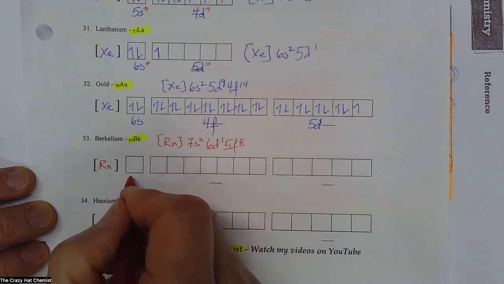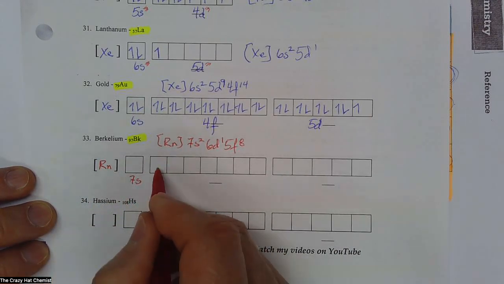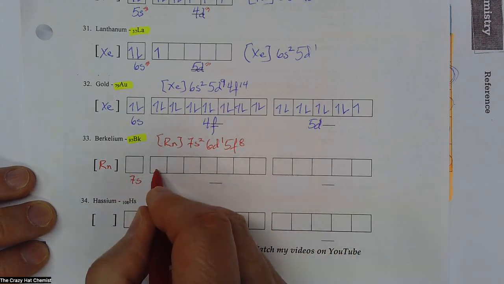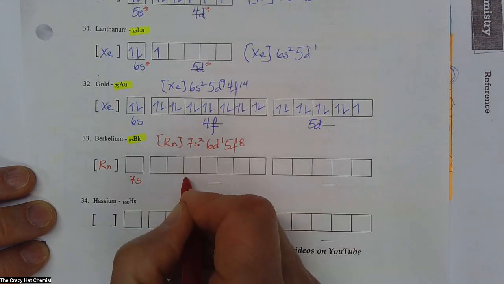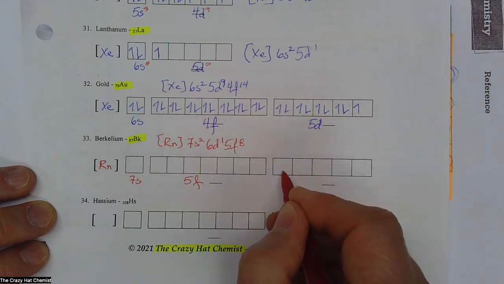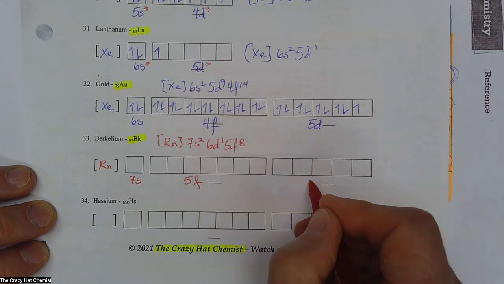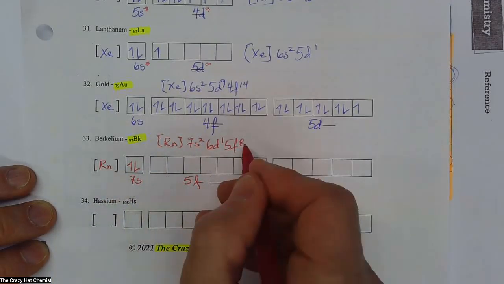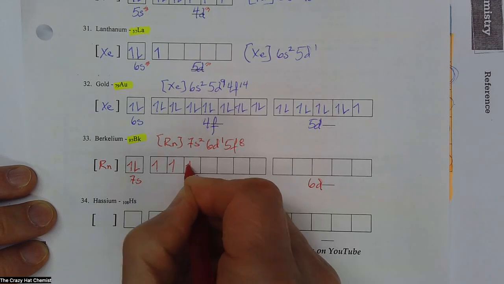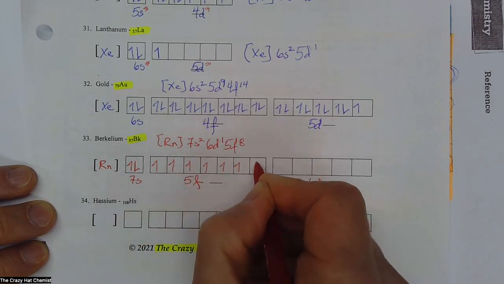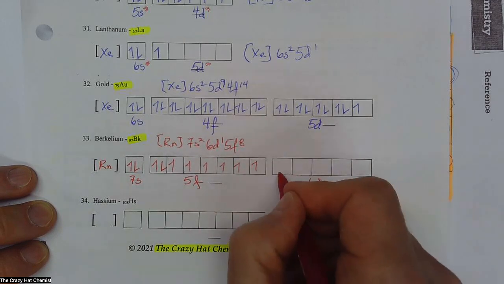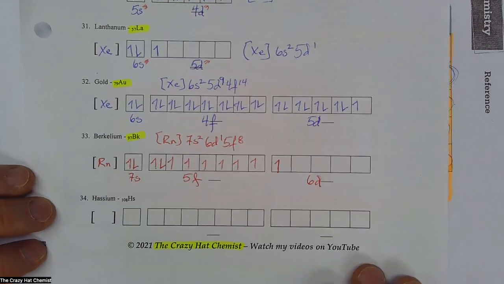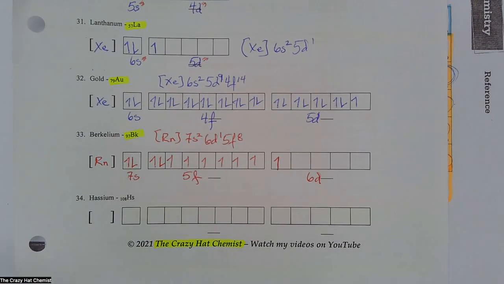S orbitals have 1 box. This is a 7S. F orbitals have 7 boxes. 1, 2, 3, 4, 5, 6, 7. So this is 5F. And D orbitals have 5. 1, 2, 3, 4, 5. So that's a 6D. So this is 7S2, and this is an F, so it has 8. That's 1, 2, 3, 4, 5, 6, 7, and finally 8, and a 6D1. That goes right there like that. Perfect.